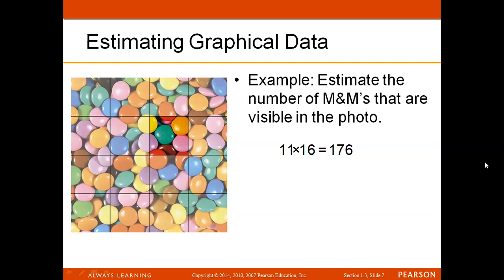So we have a total number of boxes of 16 because we have a 4x4 grid. And inside of one of those boxes, there appears to be about 11 M&Ms. If we multiply 11 times 16, then we estimate there's about 176 M&Ms in this box.